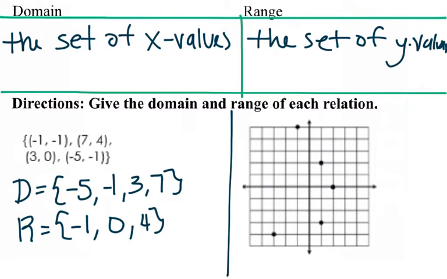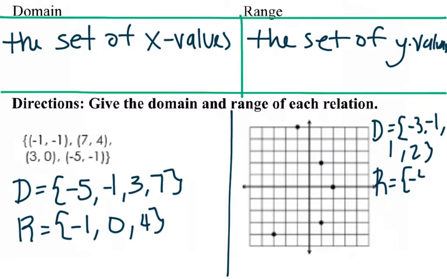Okay. Same thing, but we're just looking at a table. If this really confuses you, you could write out the coordinate points really fast if you wanted to. So, my domain, I have a -3, a -1, a 1, and a 2. My range, I have a -4, -3, a 0, a 2, and a 5. So just stating the x values and then stating the y values, and then you're usually going to put them in least to greatest order.